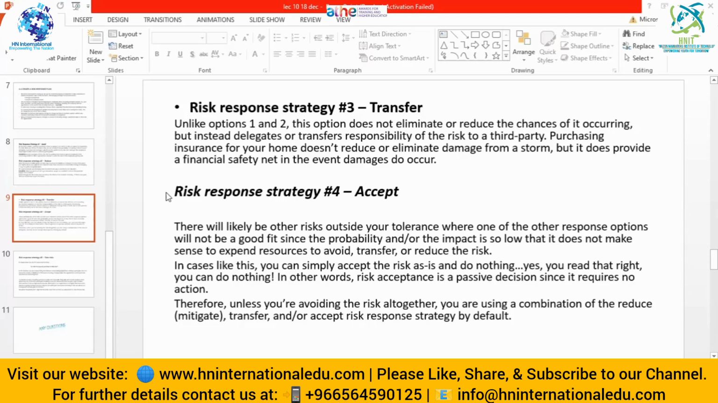Yes, you had that right. You can do nothing. In other words, risk acceptance is a passive decision, since it requires no action. Now, it means once the damage has been done to your system, to your organization, you have to accept that loss. That, okay, this part we have lost.